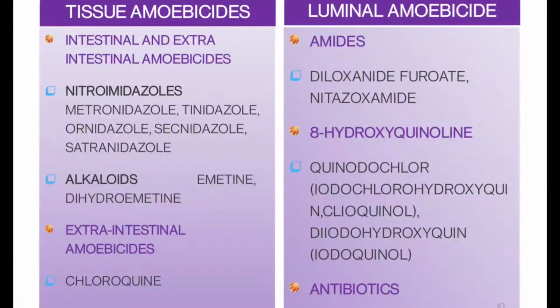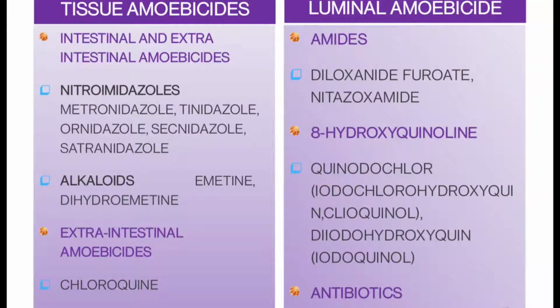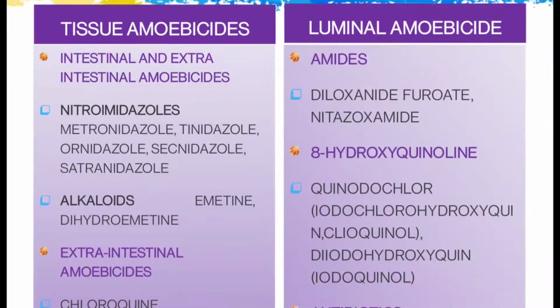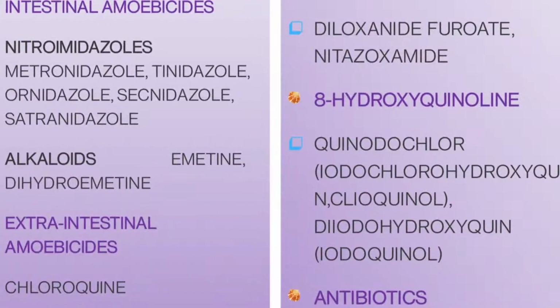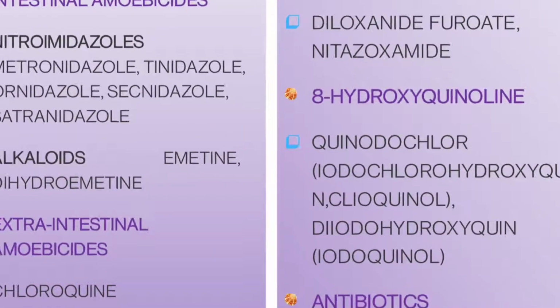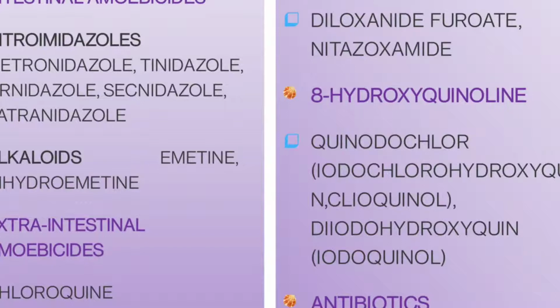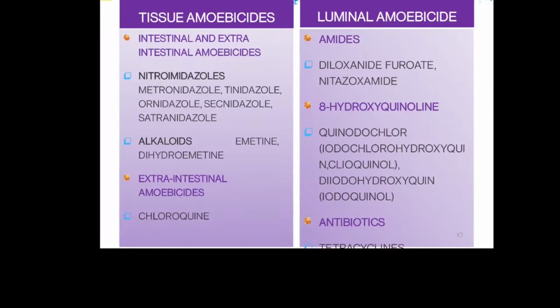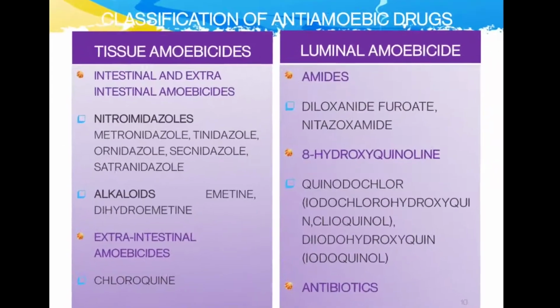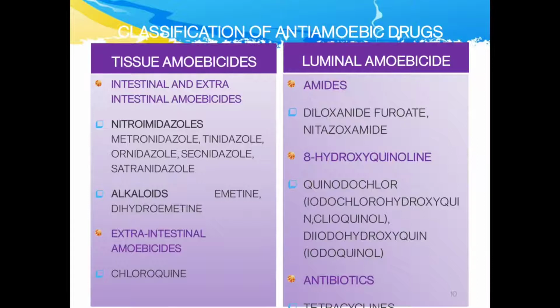Now we will talk about the luminal amoebicides, that is amides. In this there is diloxanide furoate, nitazoxanide. Then the 8-hydroxyquinolines: quinidochlor, iodochlorohydroxyquin, as given in the diagram. So these are the drugs of the luminal amoebicides. Antibiotics like tetracycline we can also use in this.